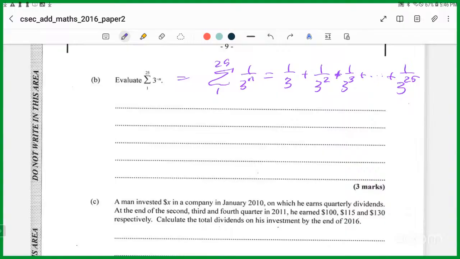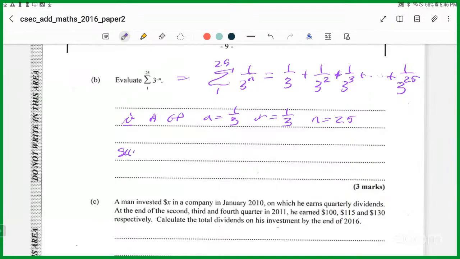But this is a GP. What is a GP? You keep multiplying by 1 over 3 to go from term to term. So it's a sum of a GP. What we have is a GP with a equals 1 over 3 and r equals 1 over 3, and the number of terms in this GP is 25. I want to find the sum of them.